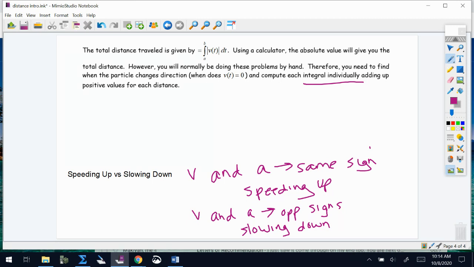So that is just a quick overview of what we're going to do. We'll get in and do a bunch of problems together. I am going to have you do a short set of problems that review particle motion, but we'll get more into the distance traveled when we are together.